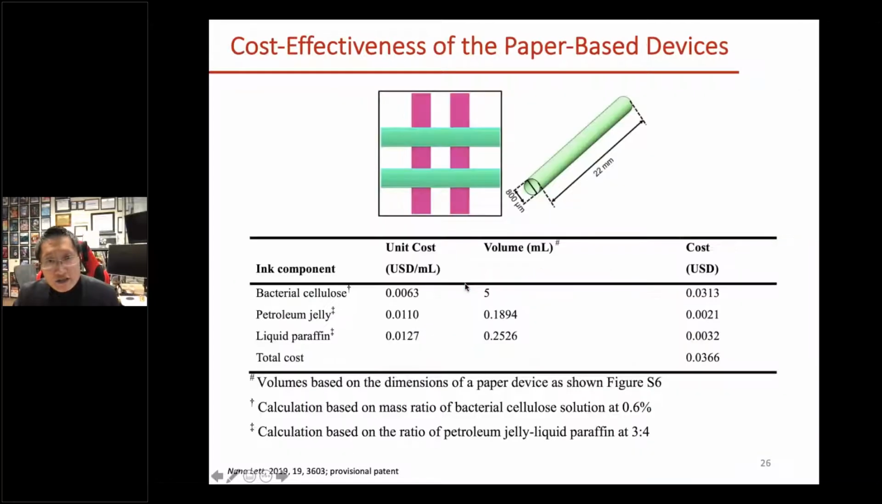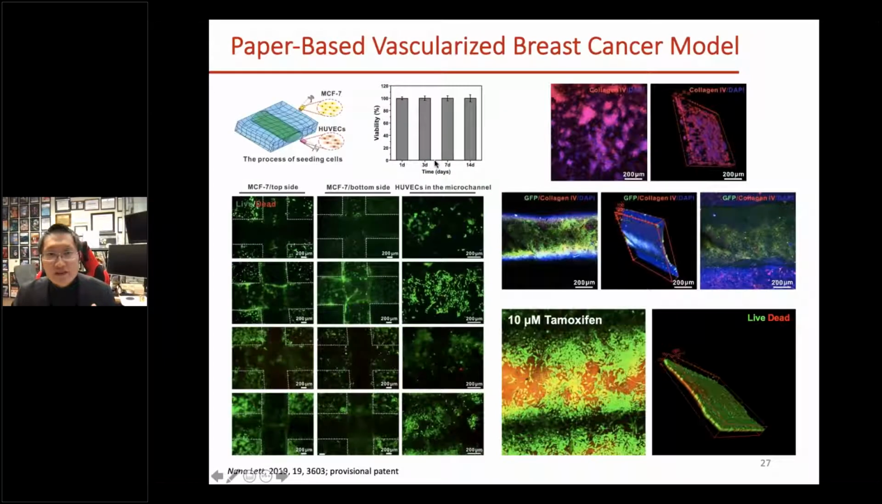As mentioned, these devices are pretty cost-effective. Each device at this dimension costs less than $4 US, which is pretty cheap. And in the dry state, you can store these devices on the shelf as long as you want until you want to use them. When you want to use them, you can autoclave these devices, and two things happen. One is that you can rehydrate the device into a hydrogel-like matrix that allows cell seeding, and at the same time you sterilize the device with the autoclave.